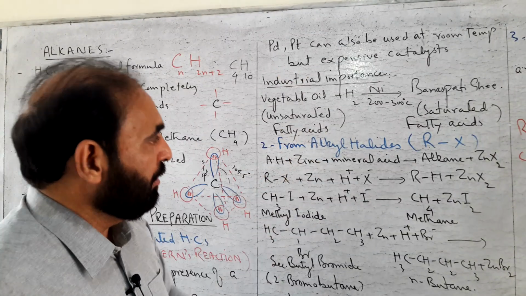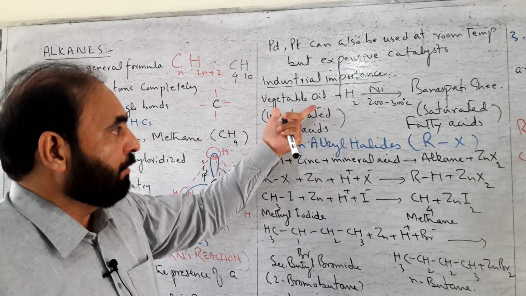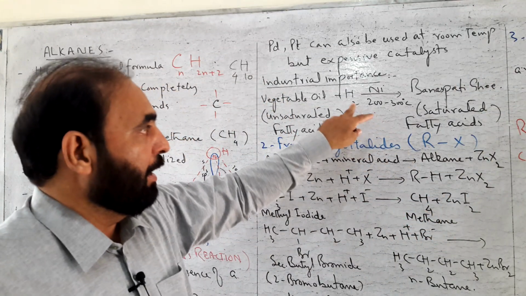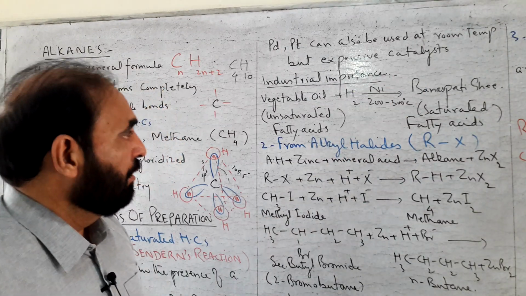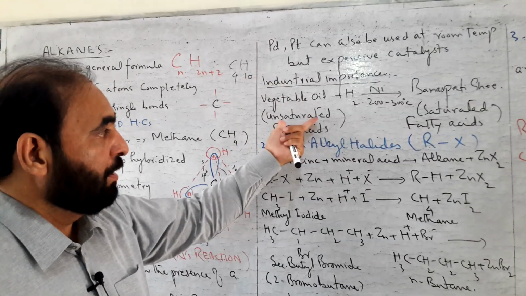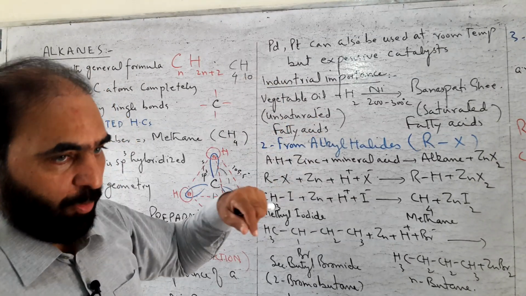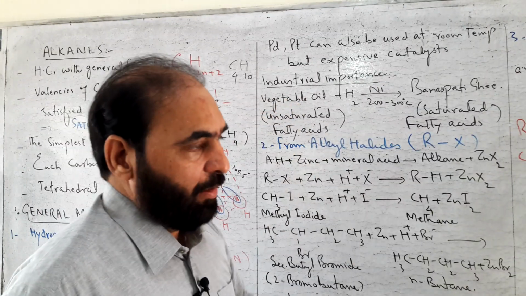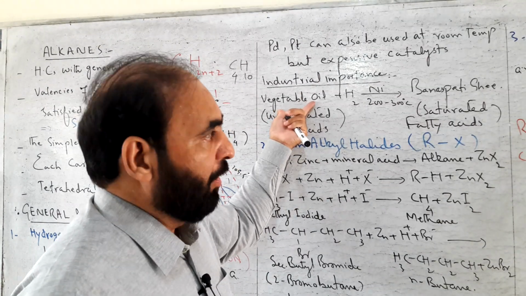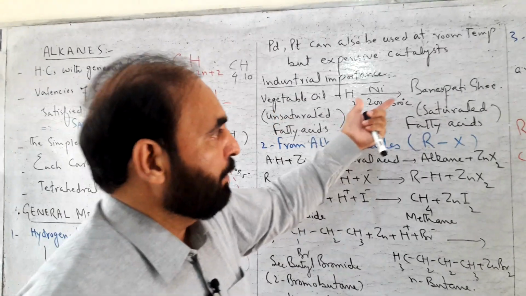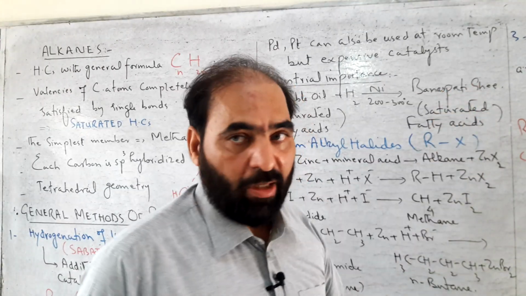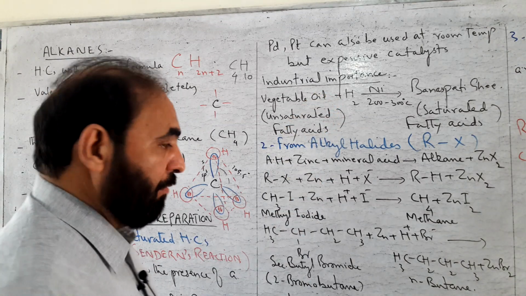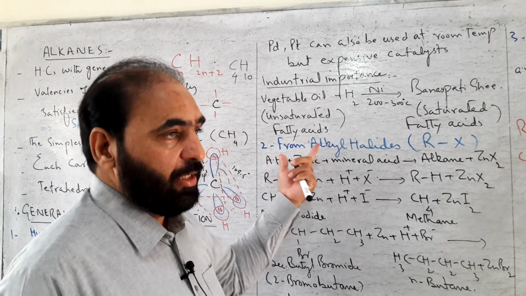On industrial level, hydrogenation is used in order to convert vegetable oil to banaspati ghee by hydrogenation in the presence of nickel. Vegetable oil contains unsaturated fatty acid components which get saturated when hydrogen is added to vegetable oil. So vegetable oil is in liquid form, but after hydrogenation it becomes semi-solid and gets the name of banaspati ghee. So this is the industrial application of hydrogenation.